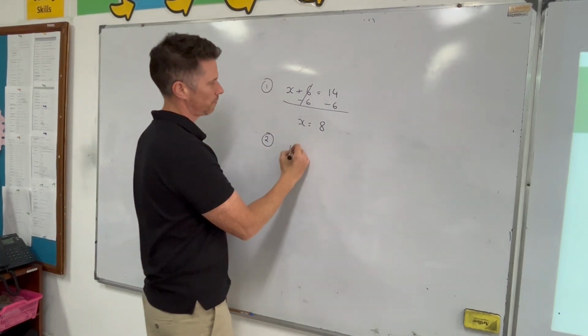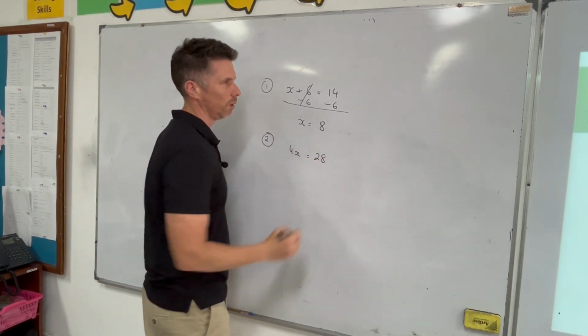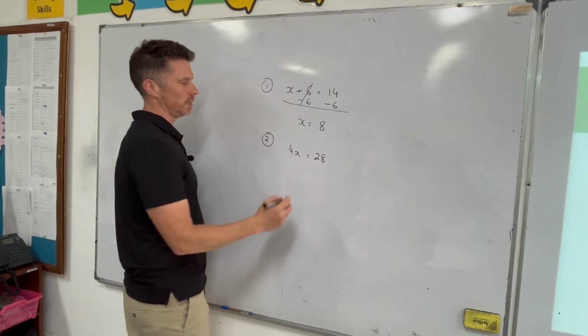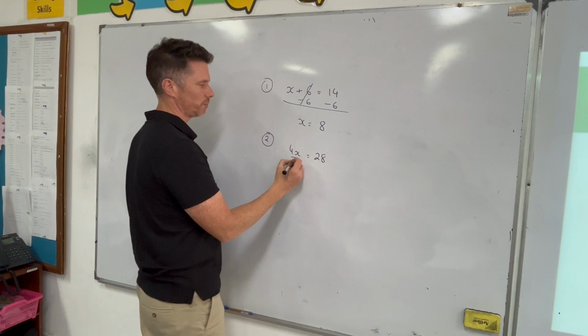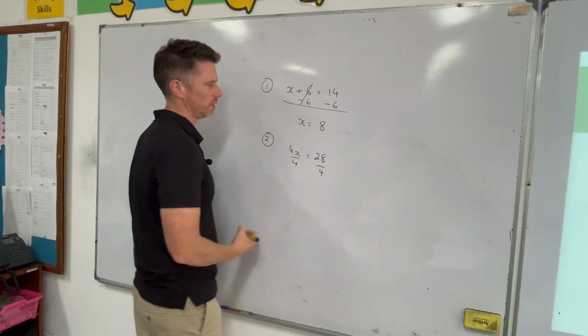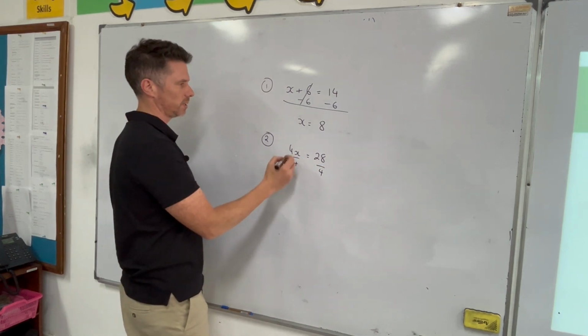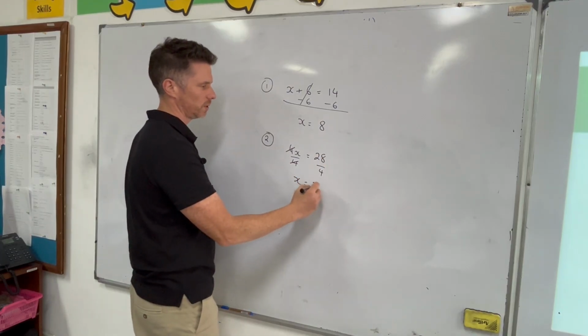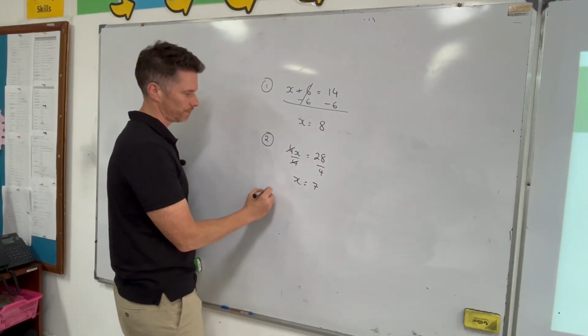Second question then, 4x is equal to 28. So these are all one-step equations. This means 4 times x is 28. So the opposite operation to multiplying by 4 is to divide by 4. Divide both sides by 4. What happens here? 4 fits into 4 perfectly once, so I'm left with 1x. 4 fits into 28 7 times, so I'm left with 7.